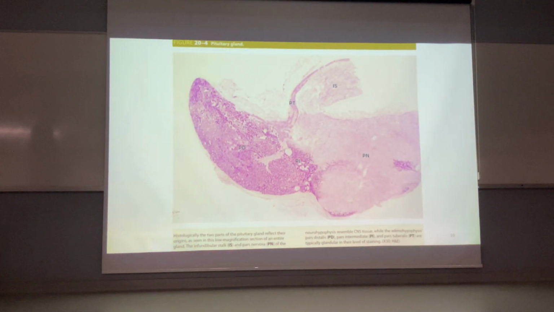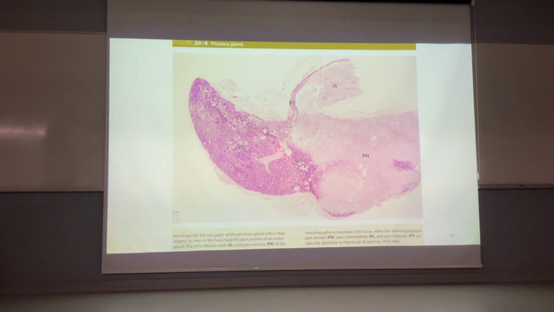Here you can see a section from the hypophysis. When you look here, you can see a lighter area and a darker area. This lighter area recalls the nervous system. This part is our neurohypophysis. This large part is our pars nervosa, and here is our infundibulum. And in this part, we have a larger part here. This part is the pars distalis of the adenohypophysis.